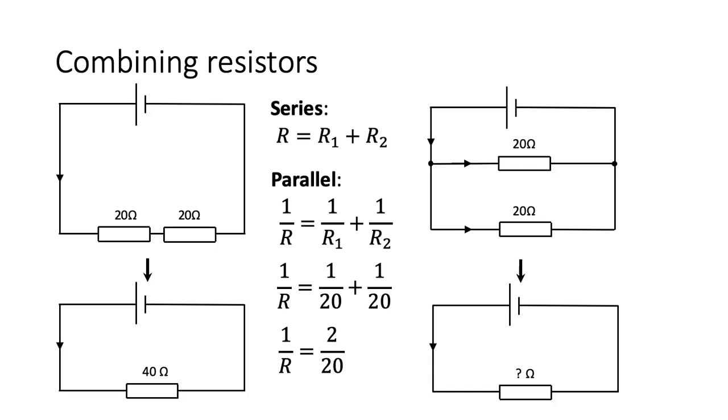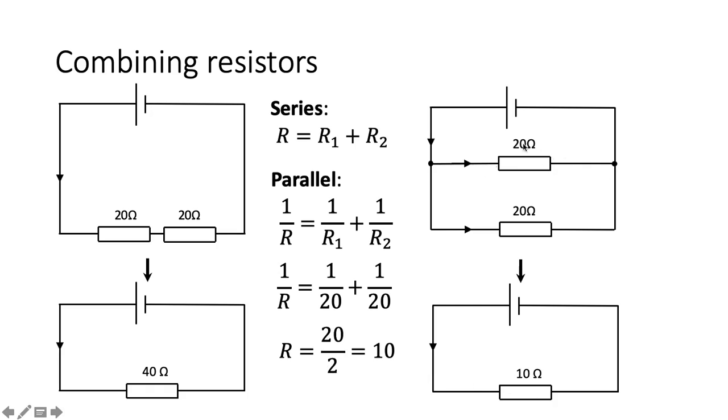Parallel is a little bit more tricky. 1 over R, the total resistance, equals 1 over 20 plus 1 over 20. So 1 over R equals 2 over 20. Common mistake, people go, oh, that's it, R equals 1/10. No, 1 over R equals 2 over 20. So R equals 20 over 2. So R equals 10 ohms.